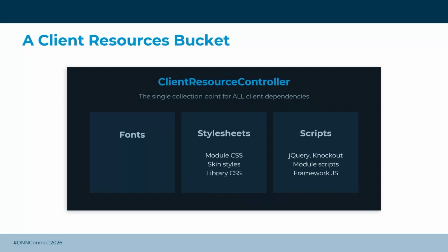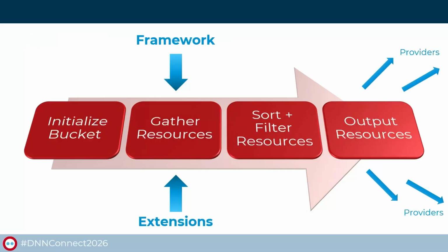And now we have native support for fonts, for instance, as well. So you'd have obviously style sheets and scripts, but also add, you know, create font. And that with a Fluent API. So this is what the process more or less looks like. Right? A request comes in, we initialize the bucket, everything's empty. We gather them from the framework and the extensions, sort, filter, and then output them to different providers.